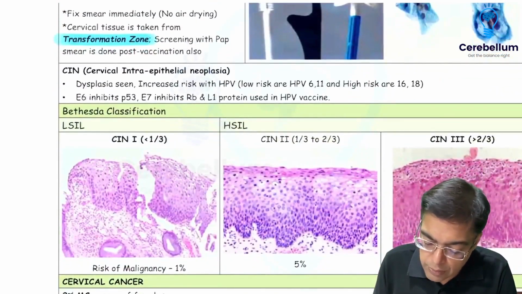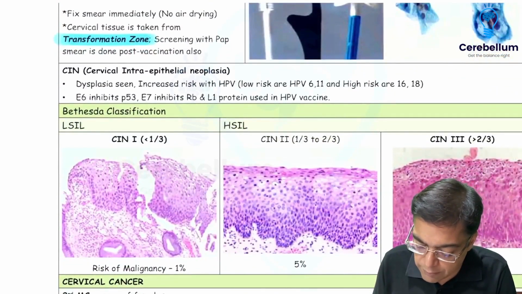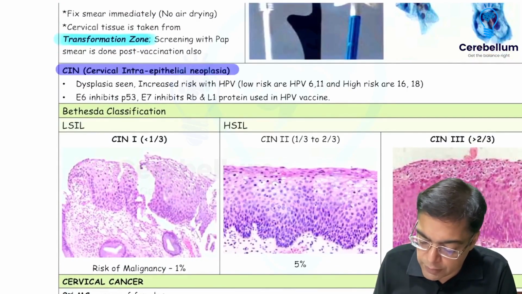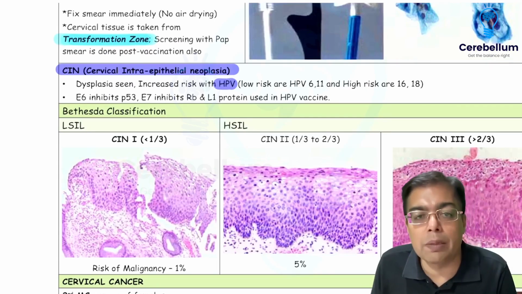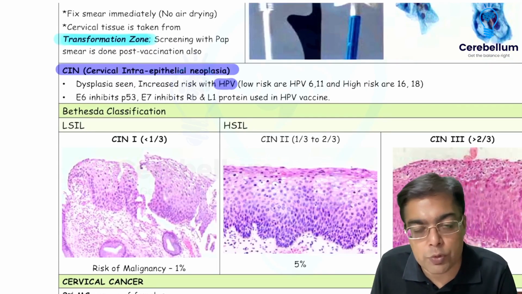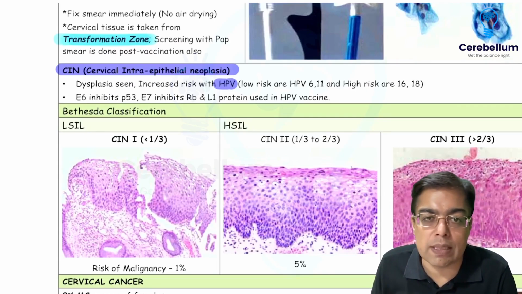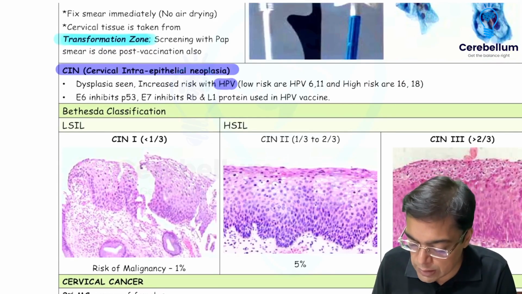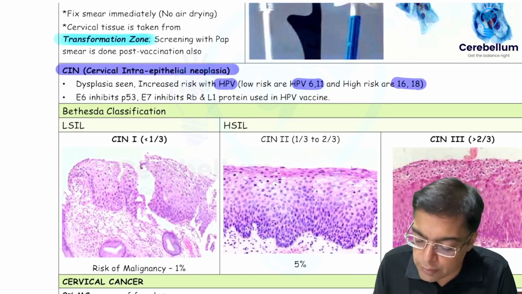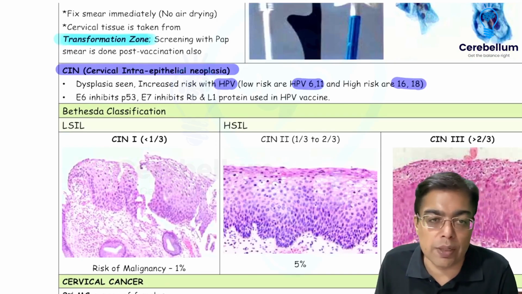So those are the examples of the cytobrush as well as the Ayre spatula, which is easy for you to be aware of. The moment we are thinking in terms of cervical intraepithelial neoplasia, we would be thinking in terms of the virus, and the virus to be kept in mind over here is human papilloma virus. Of course, we are aware the low risk subtypes of the virus are 6 and 11, and the high risk subtypes are 16 and 18. Apart from that, I can always add 31, 33 and so on and so forth.